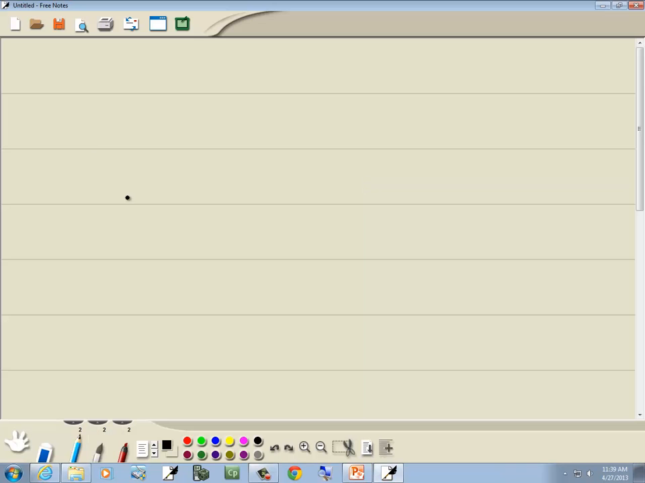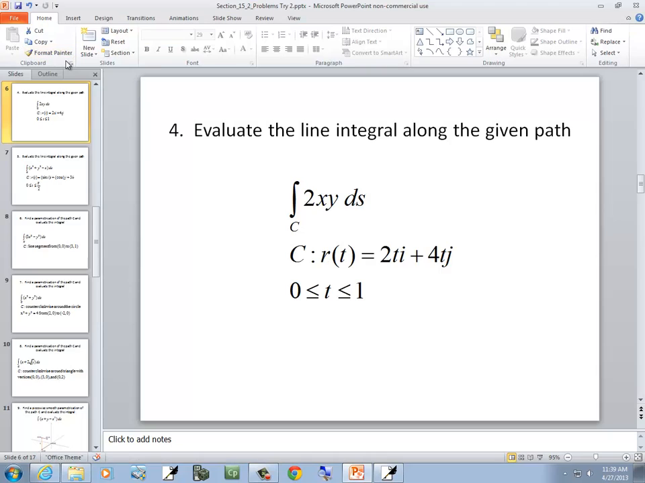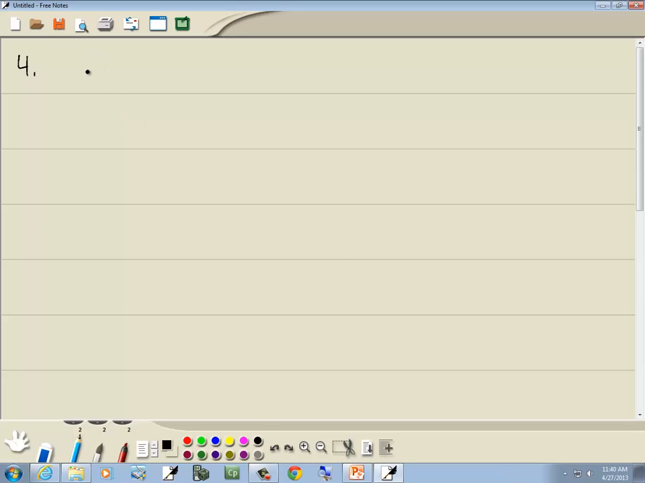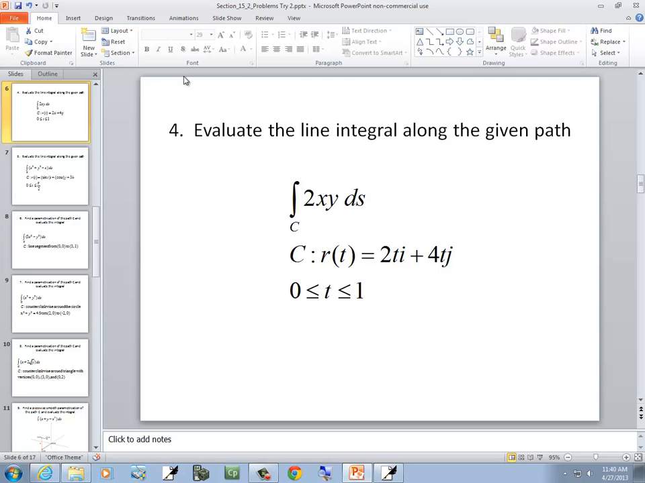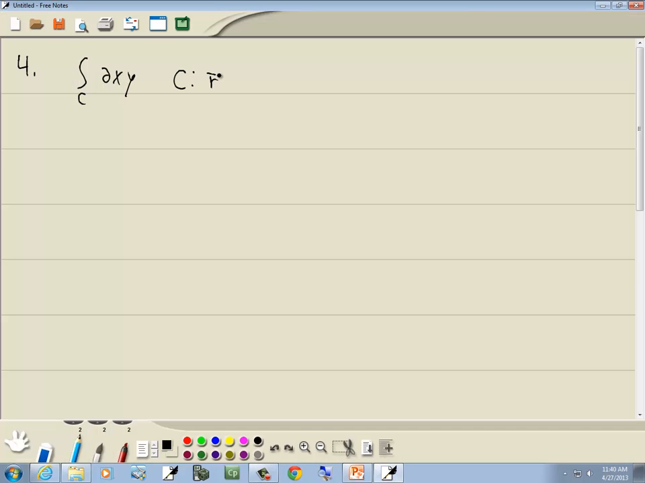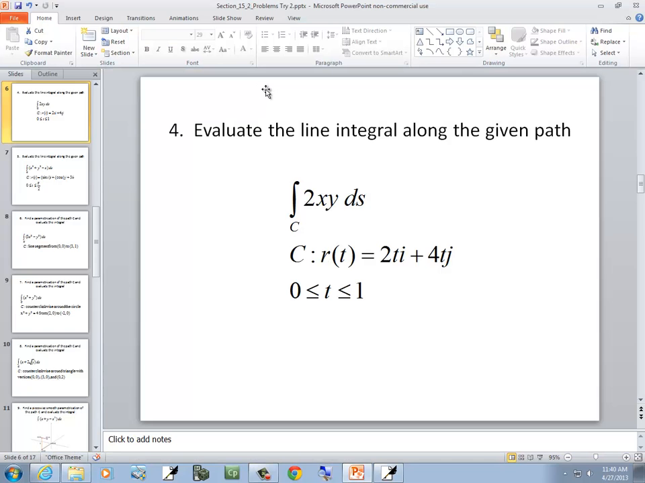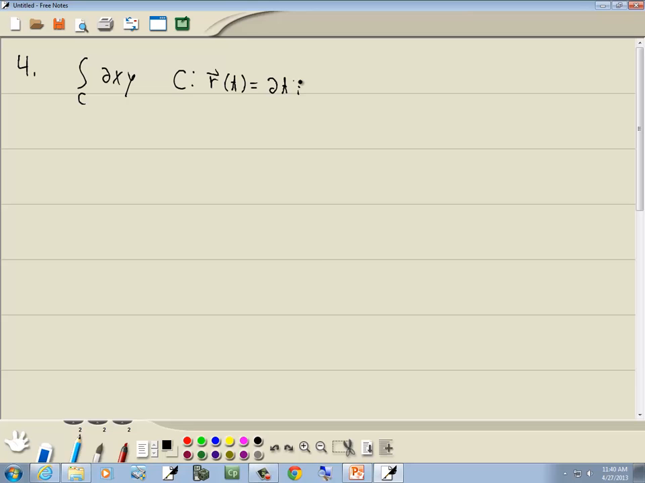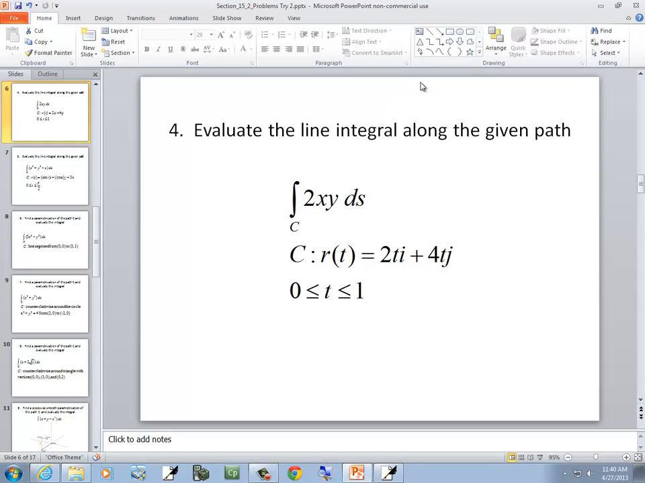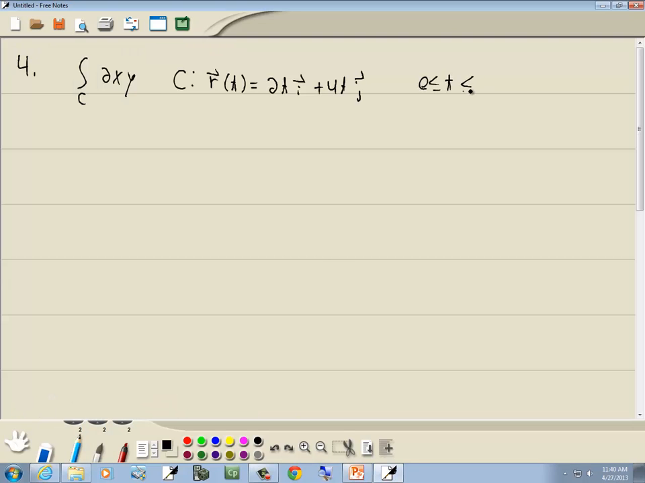So let's look at a problem. Evaluate the line integral along the given path. So we got 2xy over C. Now notice something here. They're giving us r, aren't they? That makes our life a lot easier. Plus 4tj. And they're also giving us what t values it goes between. Again, makes it super simple.